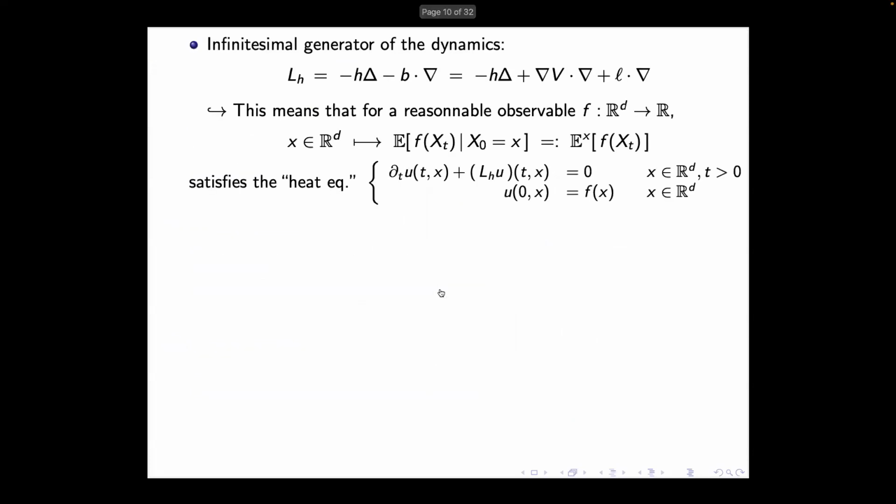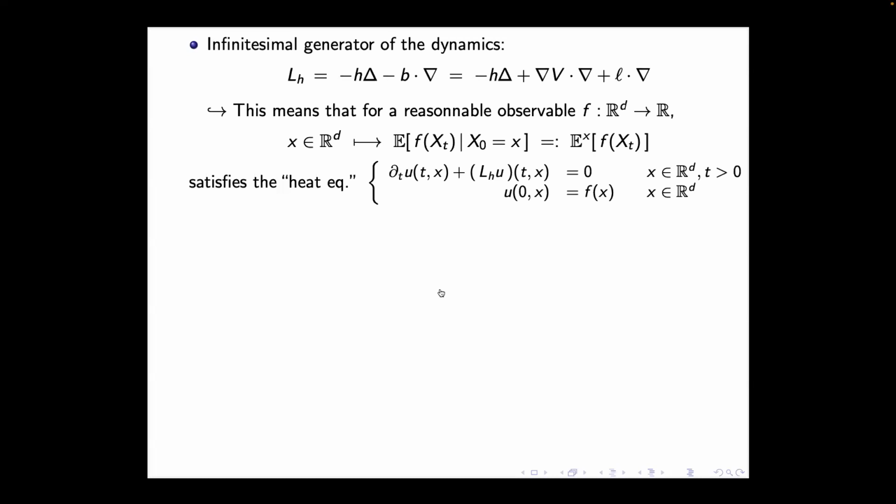Okay, so now, before introducing our problem, let me introduce the infinitesimal generator of the dynamics, which is a differential operator which permits us to study the process from a mathematical viewpoint. The generator is given by this operator, L_H = minus H Laplacian minus B dot gradient. And what it means that it is the infinitesimal generator of the dynamics is that if I take a reasonable function f from R^d to R, what we call an observable, then the function u which sends x to the expectation of f of X_t, with X_0 equal to x, satisfies this heat equation: d_t u plus L_H u is zero, and u at time zero is f.